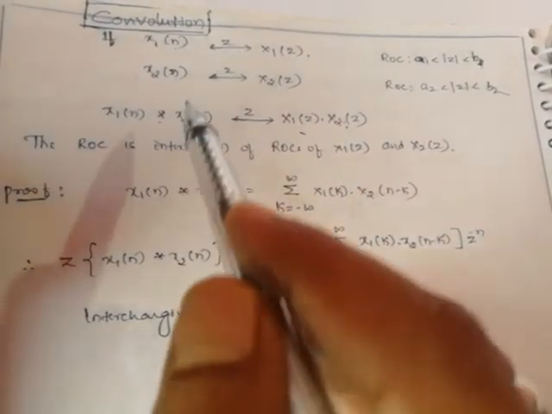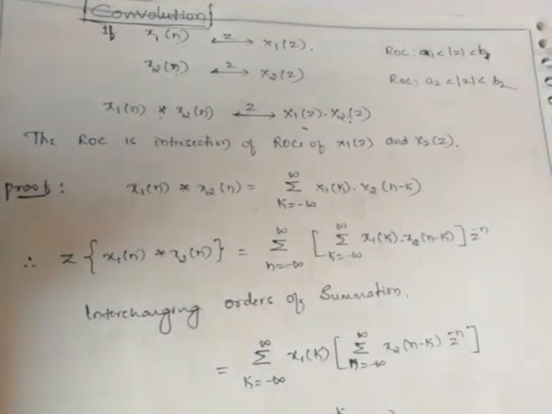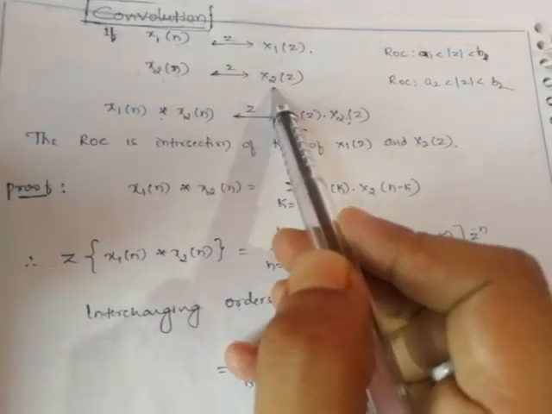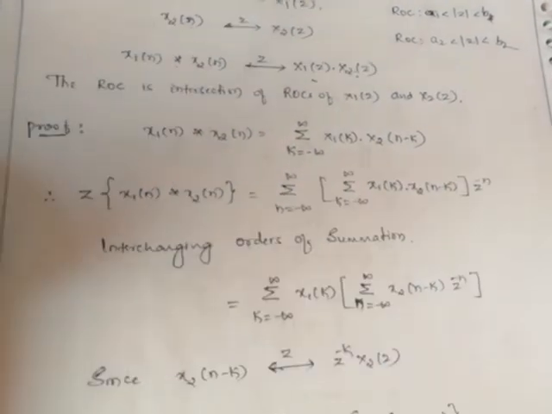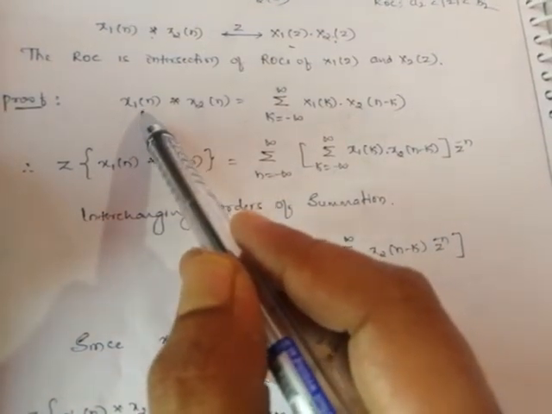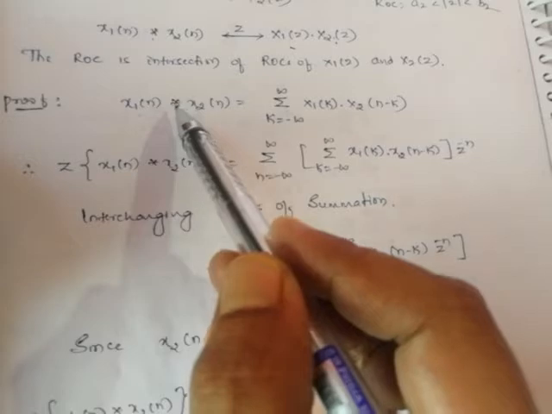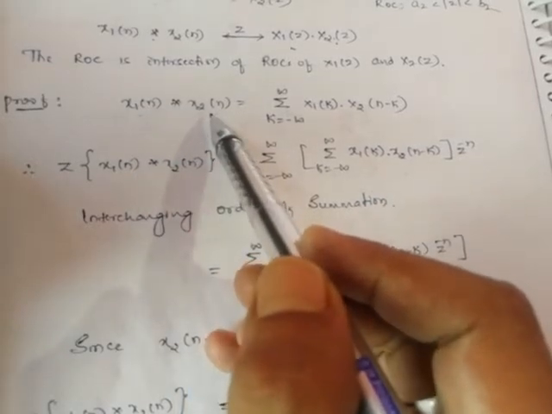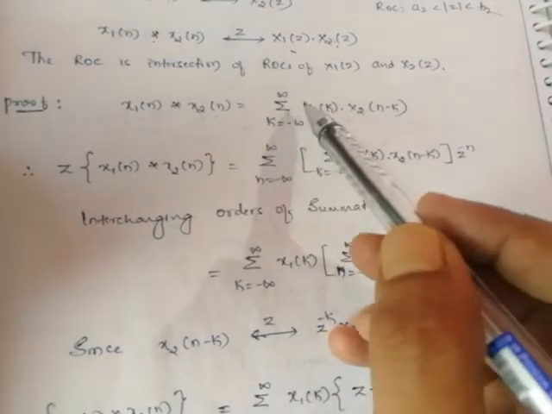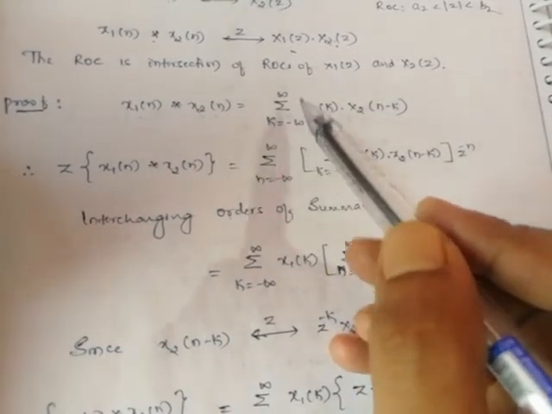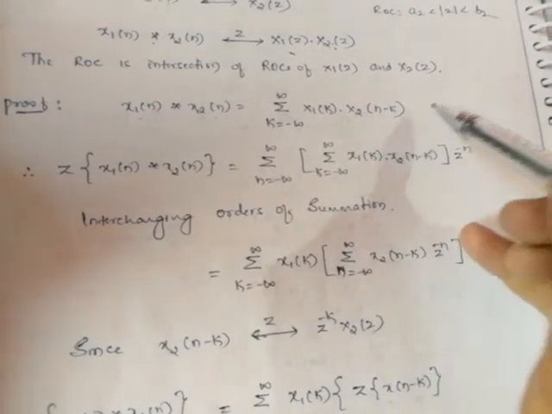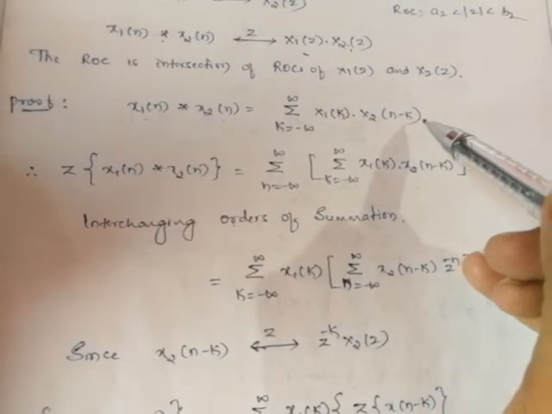Let us assume two sequences. x1 of n has ZT pair x1 of z. Similarly x2 of n has ZT pair x2 of z. Now let us perform the convolution operation between the two sequences, x1 of n convolved with x2 of n. With the help of the definition of convolution, we can write it as summation k equal to minus infinity to plus infinity x1 of k multiplied by x2 of n minus k. This equation we got as per the definition of convolution.